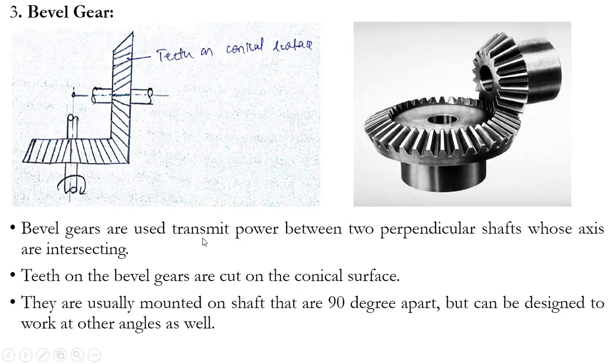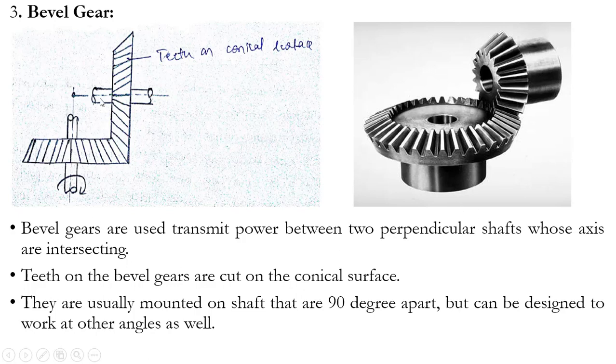Bevel gears are used to transmit the power between two perpendicular shafts whose axes are intersecting. You can see here this shaft is perpendicular to this shaft, and this is the axis of this shaft in the horizontal direction, and this is the axis of this shaft, which is in vertical direction. Definitely the axes of these two shafts will be meeting somewhere here, right? So that is what they are telling here. Bevel gears are used to transmit the power between two perpendicular shafts whose axes are intersecting.